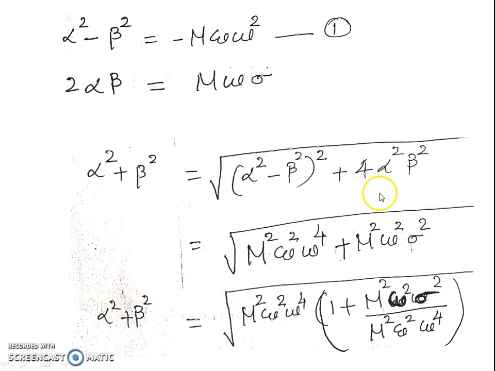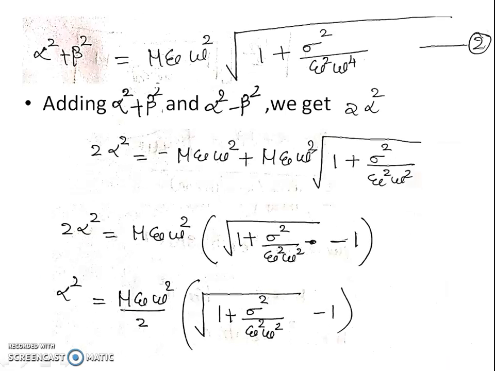By rewriting this, alpha square plus beta square is equal to root of mu square epsilon square omega raised to 4 into 1 plus sigma square divided by epsilon square omega square, that is mu square epsilon square sigma square divided by mu square epsilon square omega raised to 4. So alpha square plus beta square can be written as mu epsilon omega square into root of 1 plus sigma square divided by epsilon square omega square, that is equation number 2. So we got the value for alpha square plus beta square and also for alpha square minus beta square.